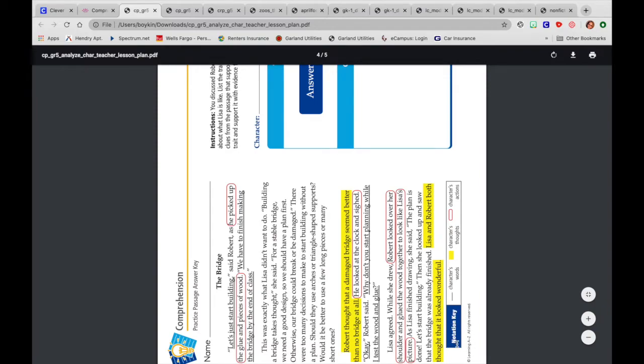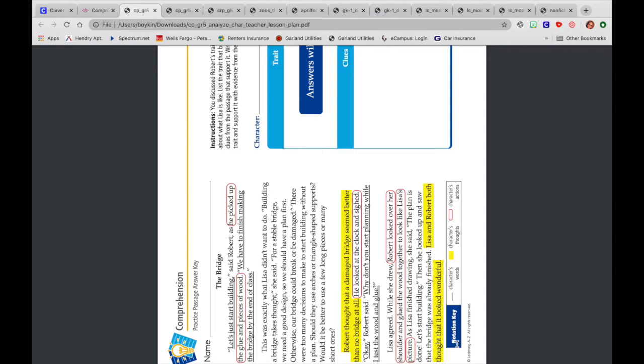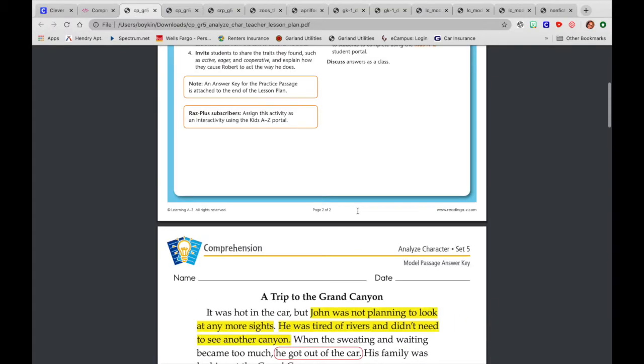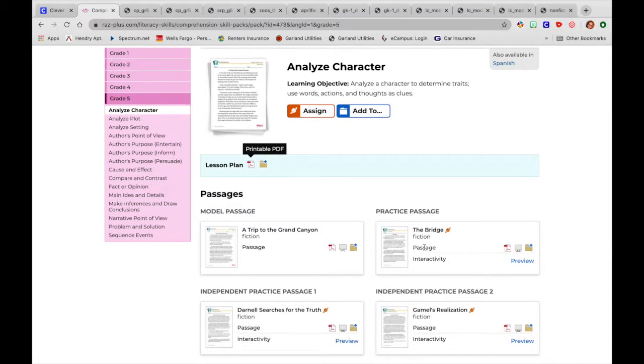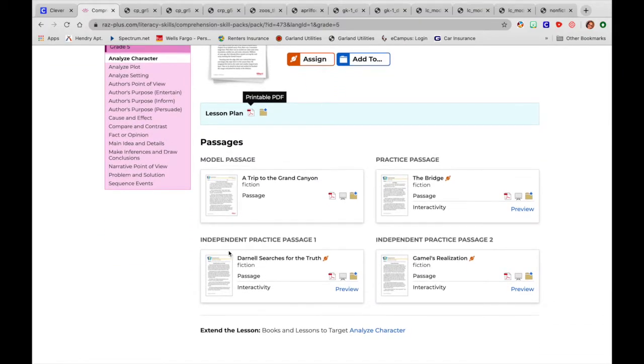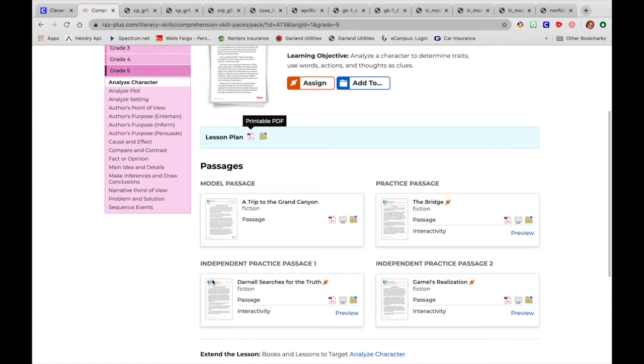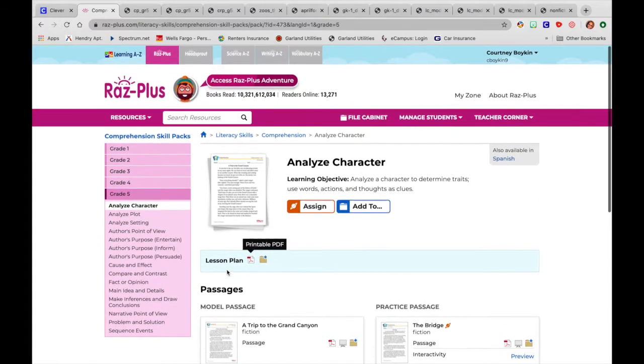We've called this stop and jots. We've called this annotations. All of those words are the same thing. Here's your notation key right here. Okay. And so obviously this model passage is what you're going to be doing together, and then the practice passage. And then when we look at DOLs, when we're seeing if our students really understand how to analyze a character, they have 2 practice passages right here that they can use.